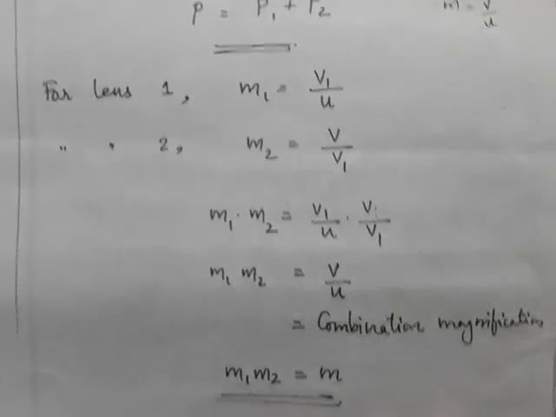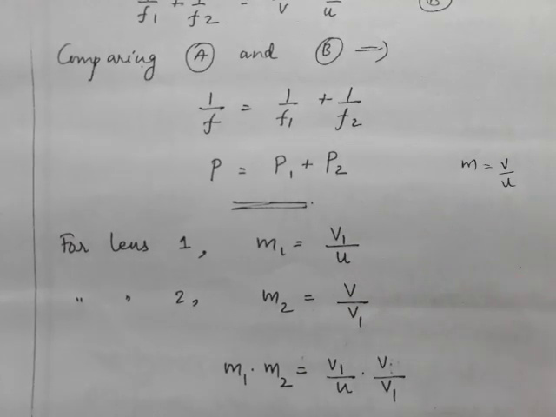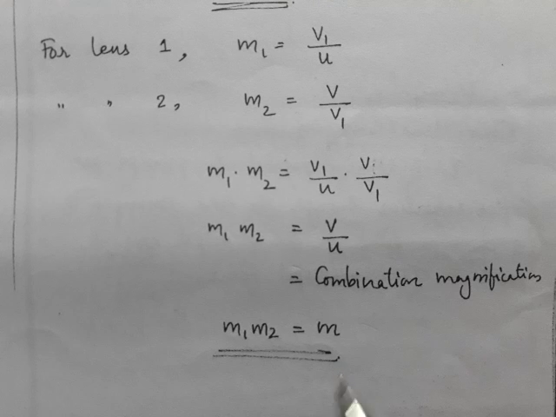So three terms we discussed. One is focal length, how it is affected, power, how it is affected, and the magnification, how it is affected. So these are about a combination of lenses.